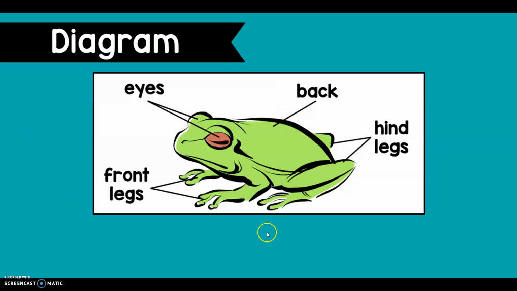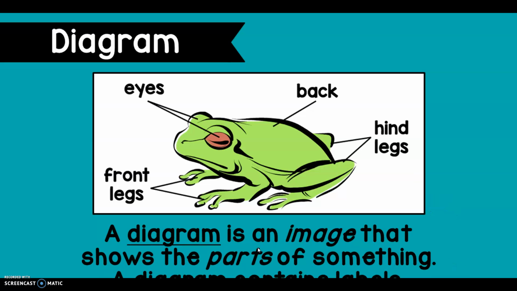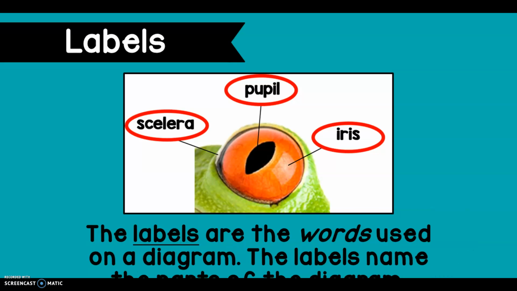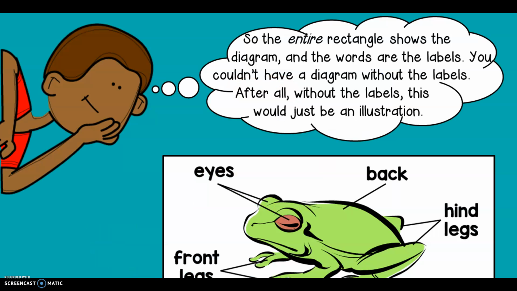You have diagrams as the next type of text feature, and a diagram is an image that shows the parts of something, and it contains what you see here, labels. Another example of a text feature is a label, and the labels are the words that are used within a diagram. The labels name the parts of the diagram. So the entire rectangle shows the diagram. Your words are the labels. You couldn't have a diagram without the labels. They go hand in hand. If you don't have the labels, what you're looking at is just an illustration.